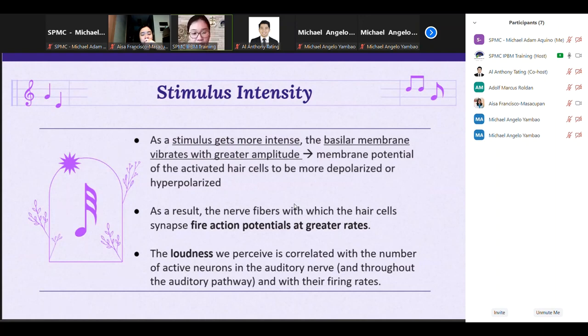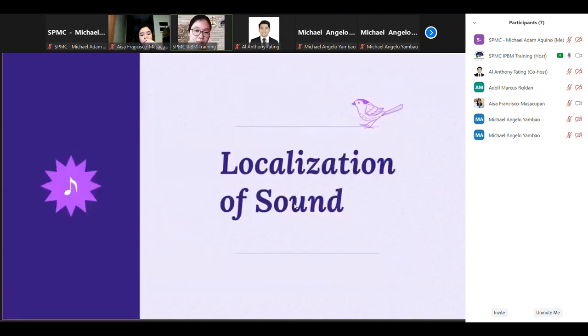So the loudness that we perceive is also correlated with the number of neurons in the auditory nerve that fire and their firing rates. More intense stimuli produce movements of the basilar membrane over a greater distance as well. So the loudness we perceive is correlated with the number of active neurons in the auditory nerve.